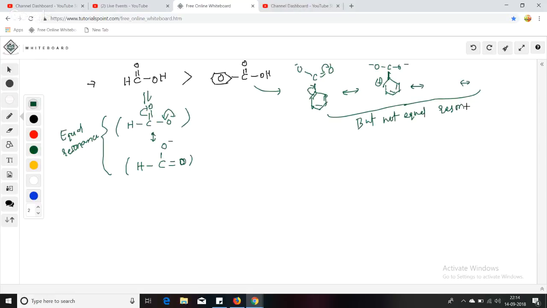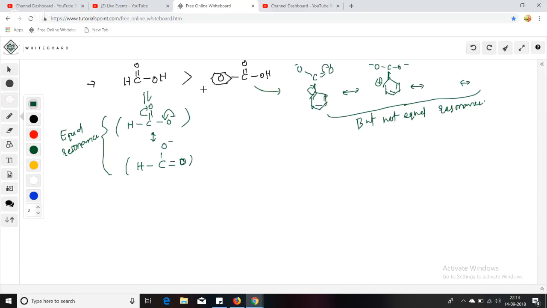Equal resonance. So if you talk about the stability of these ions, the stability of this ion is more than all these ions that you have. Okay, and that's why formic acid is more acidic than benzoic acid.